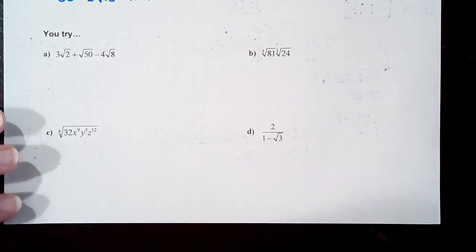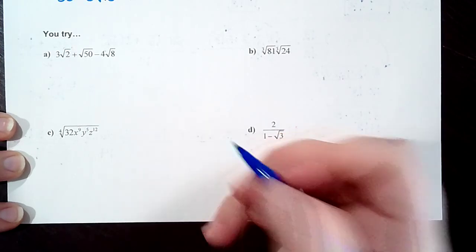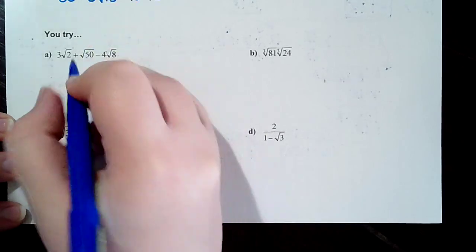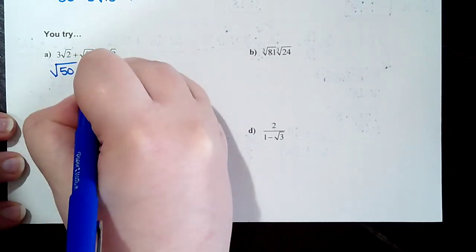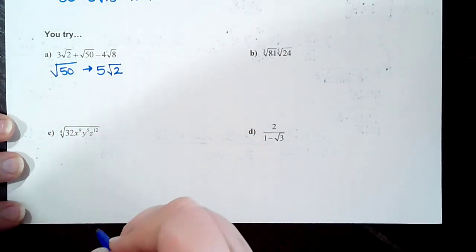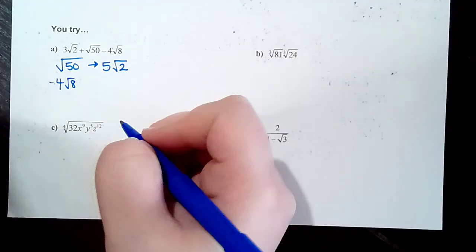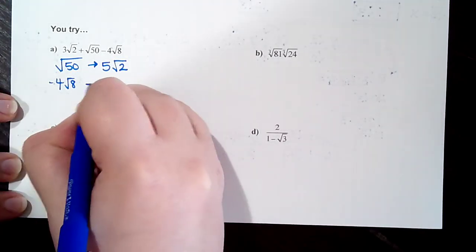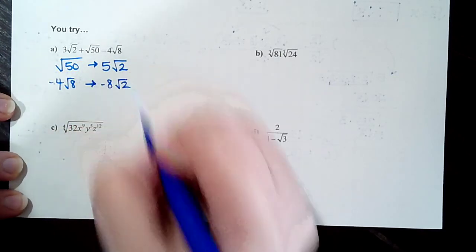Let's go through them. This first one, we've got a lot going on here, and all I can say is simplify if you can. So let's start off. What is the square root of 50? Let's simplify that here. Same thing as 25 times 2, so the square root of 50 can be written as 5 times the square root of 2. Negative 4 root 8 is the same thing as 4 times 2, and the square root of 4 is 2, so this is the same thing as negative 8 root 2.